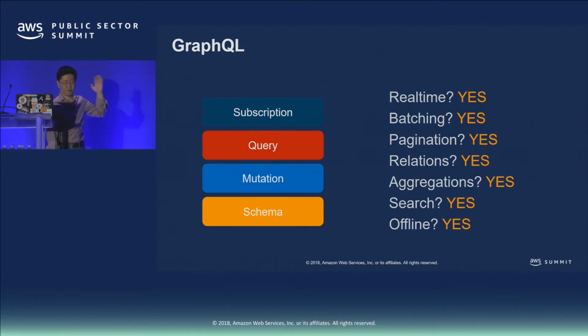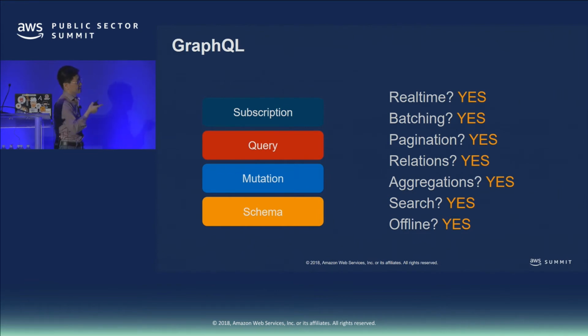There are a lot of nice features for GraphQL. It supports real time. You can do batching. Pagination is also supported out of the box. You can do relations and, of course, aggregations from different data sources. And search is also supported. So in your query, you can specify different conditions, and it can return different data.